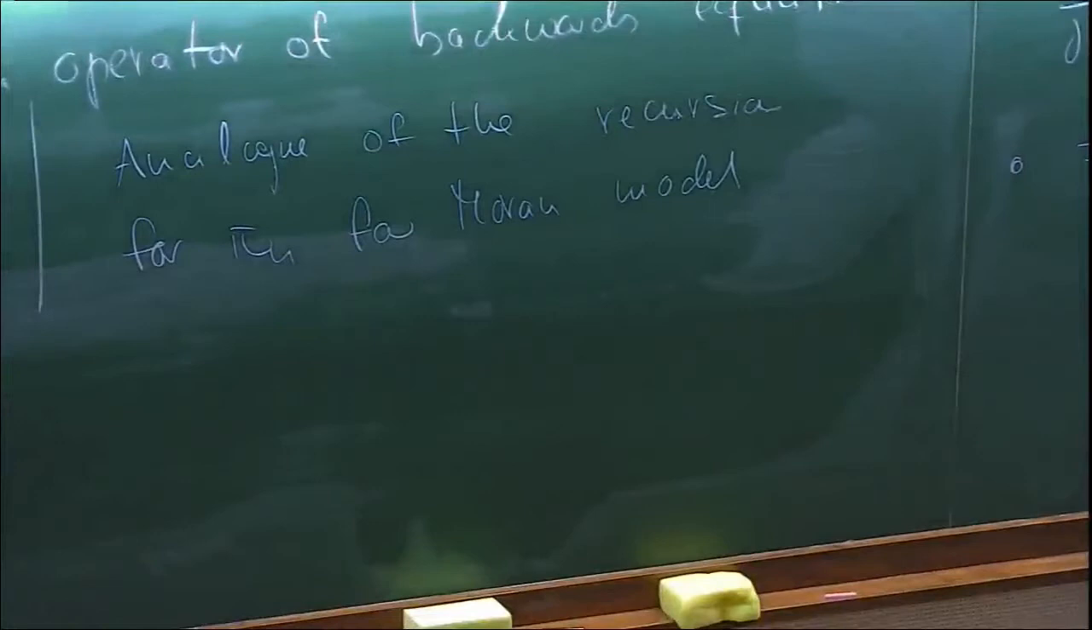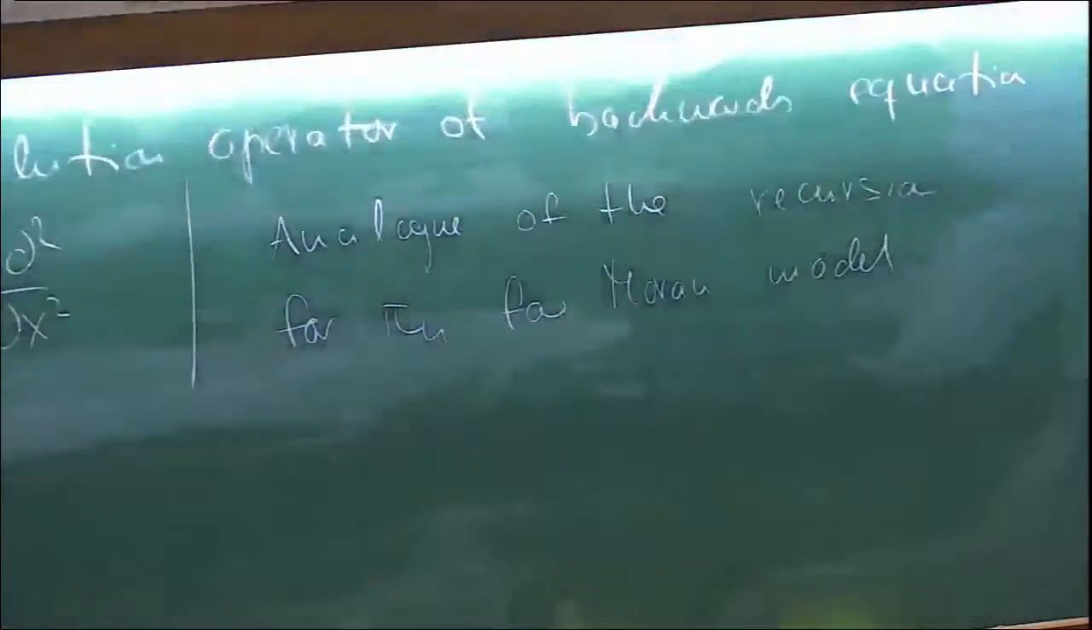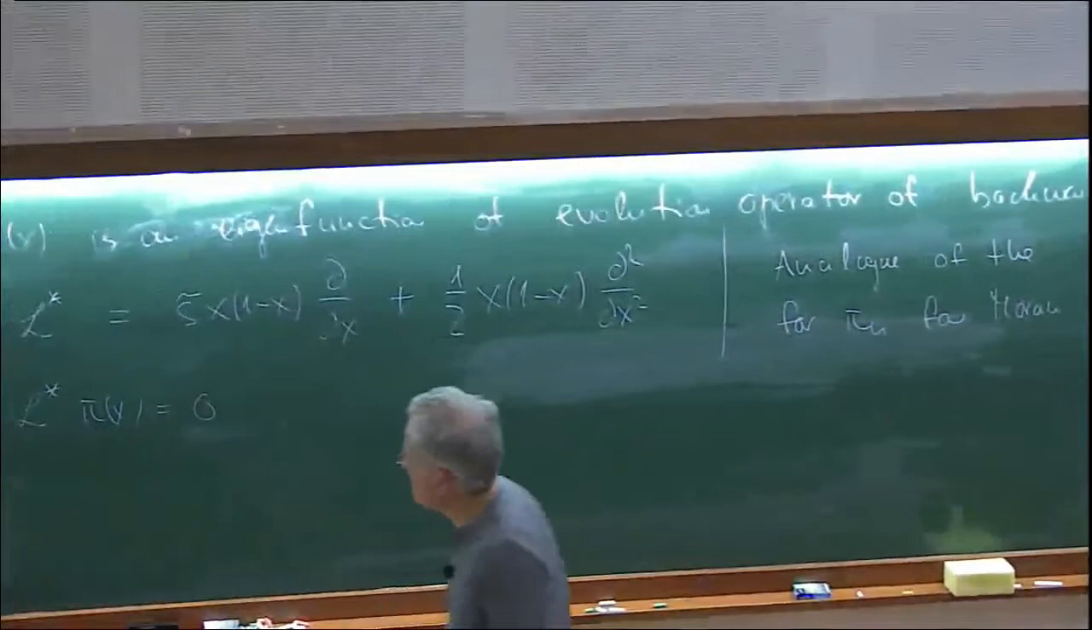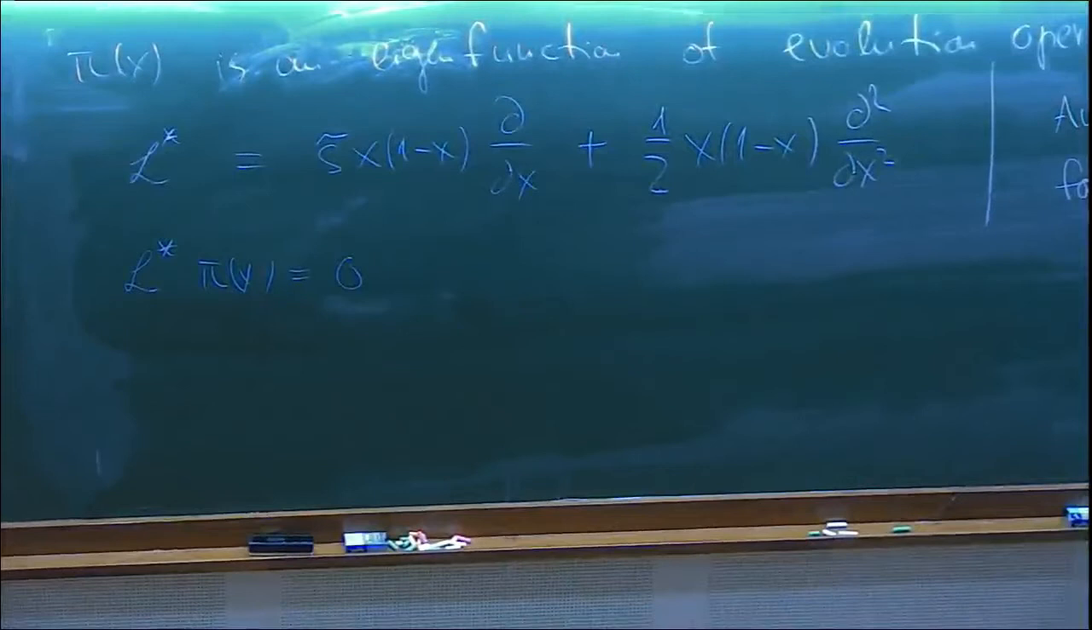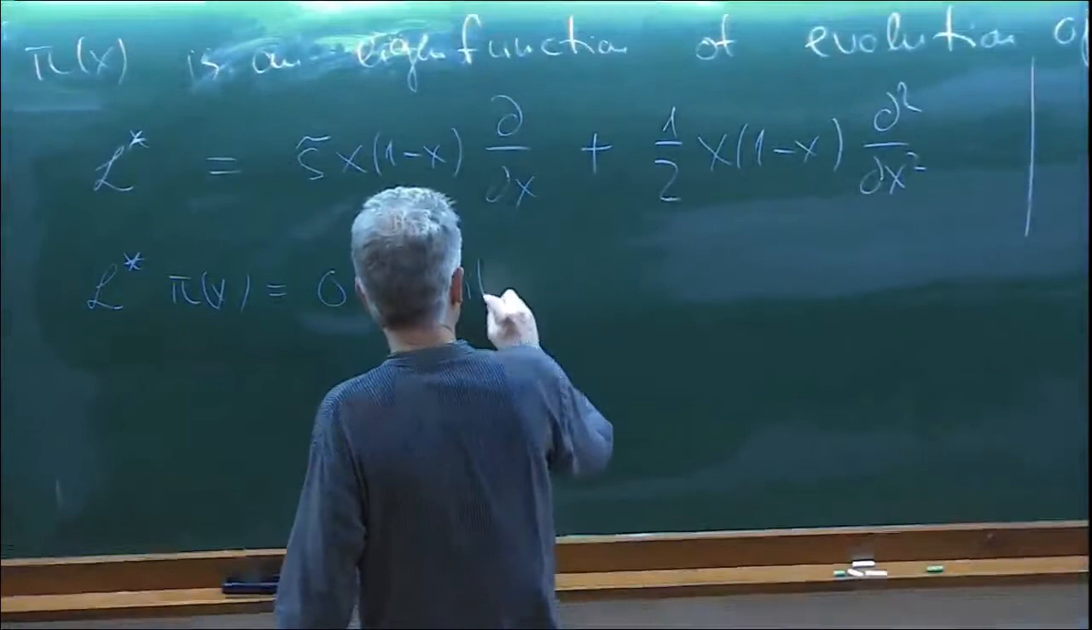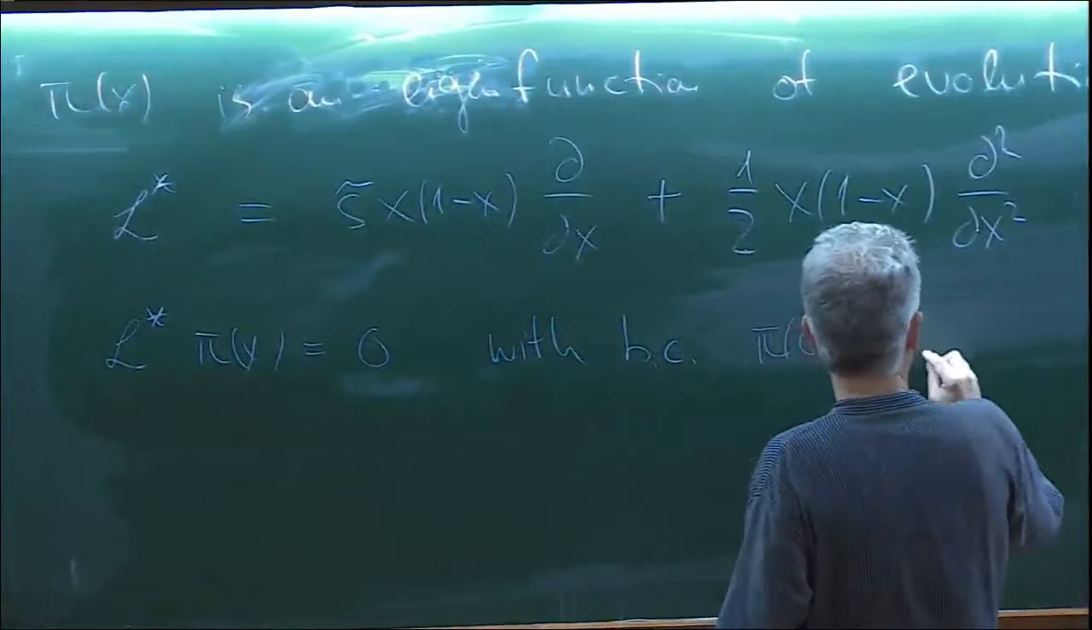And so basically we want to find a solution with the property that L star applied to this function pi of x is equal to 0. And you see again, just like for the Moran model, that of course a constant would do, right? Any constant will be a solution of this. But again, the constant doesn't satisfy the boundary conditions. So we need to satisfy the boundary conditions that pi of 0 is equal to 0 and pi of 1 is equal to 1.